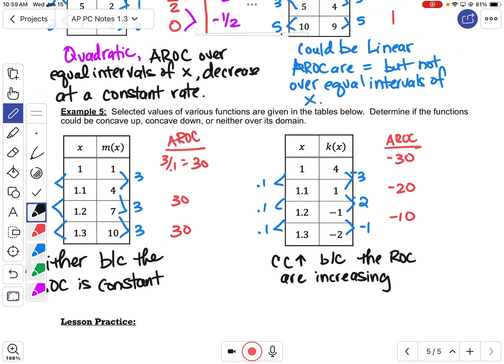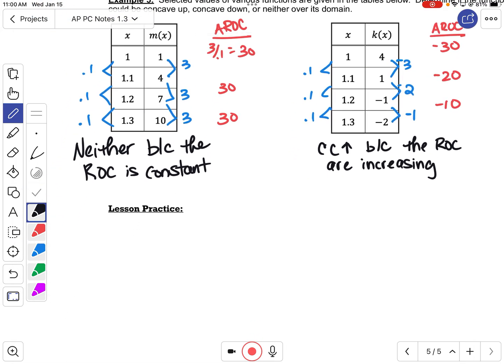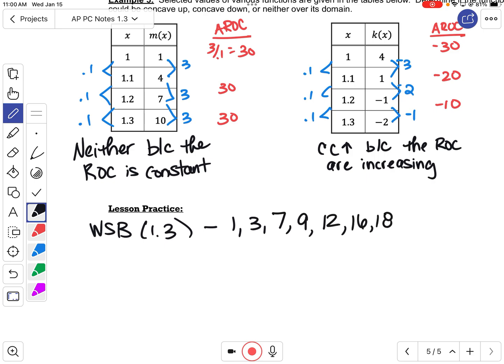So your lesson practice: on worksheet B for 1.3, these are the problems I recommend you look at: 1, 3, 7, 9, 12, 16, and 18. You are welcome to do all of them. The answer key has all of them. So if you do one and you get it wrong, you're like, how did I miss that one? Do another one. There's extra.